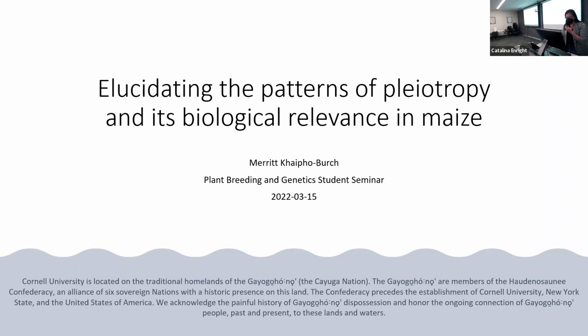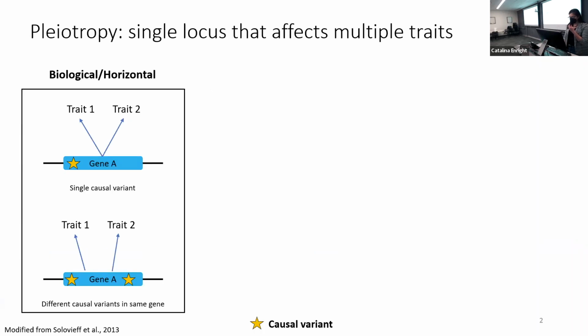And so to start us off, I think it's helpful to define what pleiotropy is. At its simplest form, pleiotropy is a single locus that affects multiple traits. It can happen through a bunch of different mechanisms, of which you have a single causal variant that impacts two different traits, or two causal variants within the same gene that then affect two different traits.